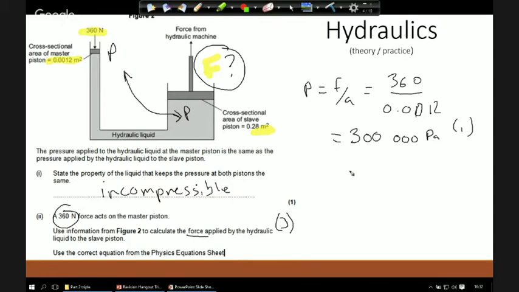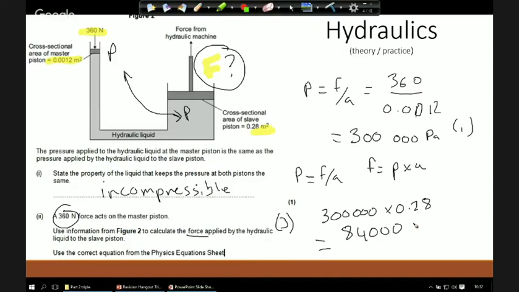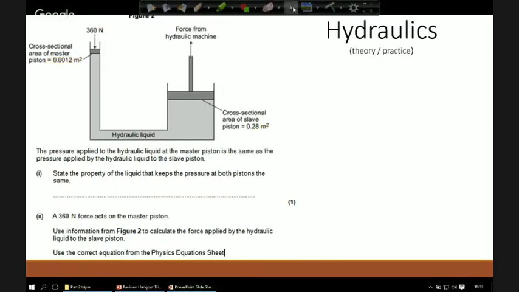So on this right-hand side, now we need a new equation. I want to work out F. So if P equals F over A, then F equals P times A. So my pressure is 300,000 times my area, which is 0.28 meters squared, and that should come out as an answer of 84,000, and that is a force. Thankfully I underlined it there to be able to see it clearly. 84,000 newtons. Okay, lovely.